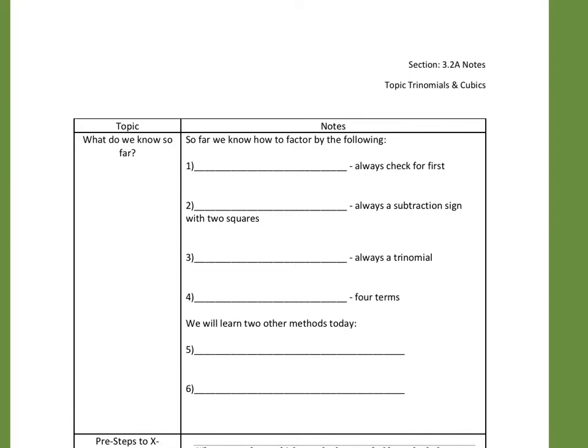So today we are talking about trinomials and cubics, okay? First off, so far we already know how to factor. We always start with what? GCF. So anytime we see a problem and we are factoring, that is the first thing. Okay?